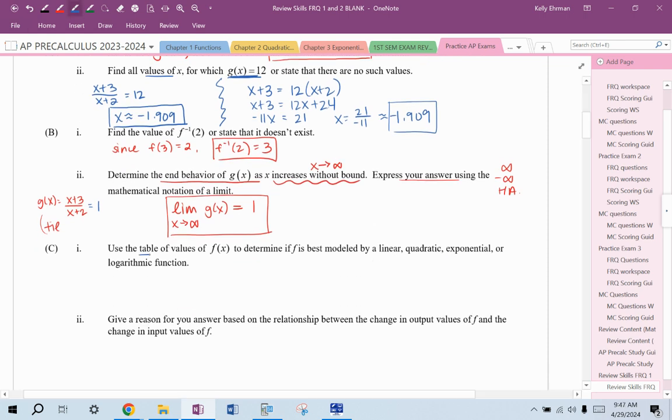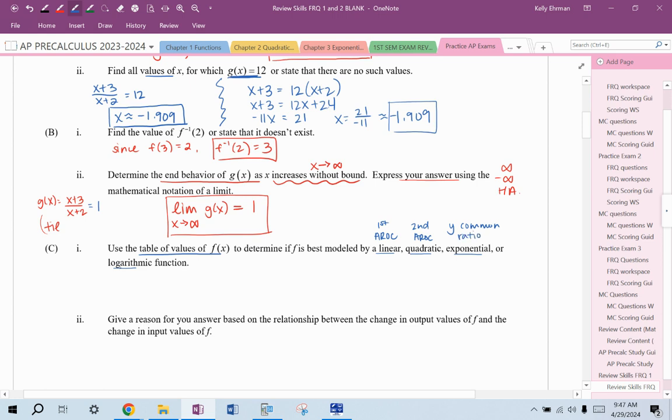All right, use the table of values of f of x to determine if f is best modeled by linear, quadratic, exponential, or log. What are we supposed to do here? Remember, this is where you have your table and you can find the first average rate of change, or the first differences. If those are constant, then you have a linear function. If the second differences are constant, quadratic. If the y's have a common ratio, like you divide consecutive y values and you keep getting 2 or 3 or 1/2 or whatever, it's exponential.